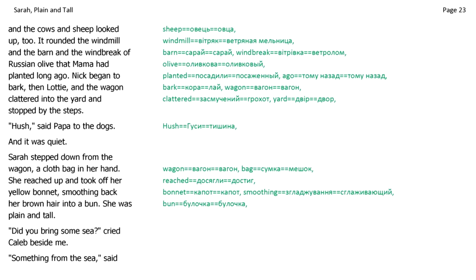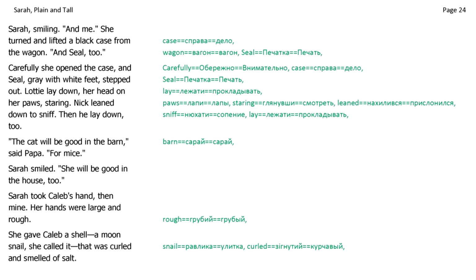Sara stepped down from the wagon, a cloth bag in her hand. She reached up and took off her yellow bonnet, smoothing back her brown hair into a bun. She was tall and plain. "Did you bring some sea?" cried Caleb beside me. "Something from the sea," said Sara, smiling. "And me." She turned and lifted a black case from the wagon. "And Seal, too." Carefully she opened the case, and Seal, gray with white feet, stepped out.